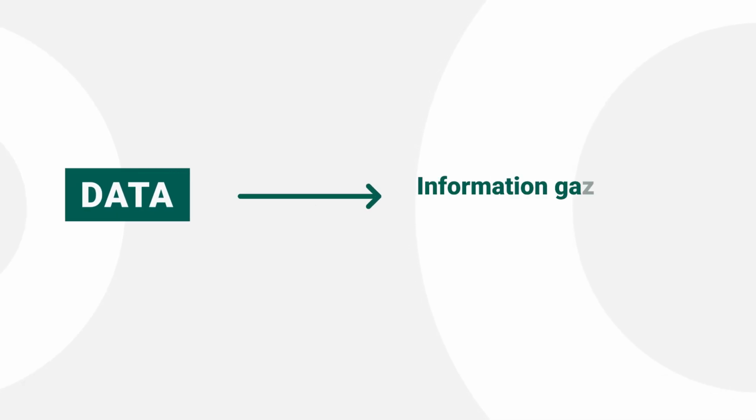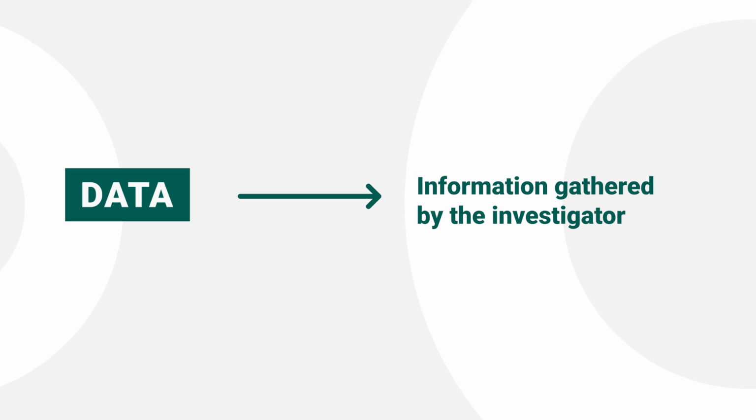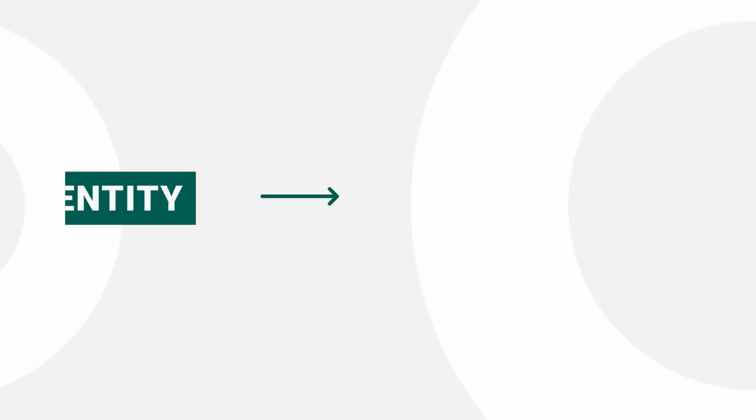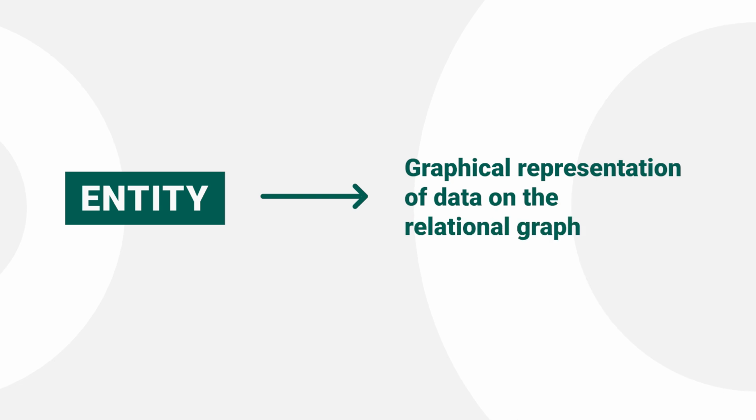Osintracker uses a vocabulary that is essential to know. Data is information collected by the investigator, either manually or using a connector. An entity is the graphical representation of data on the relational graph, usually in the form of a circle and icon.